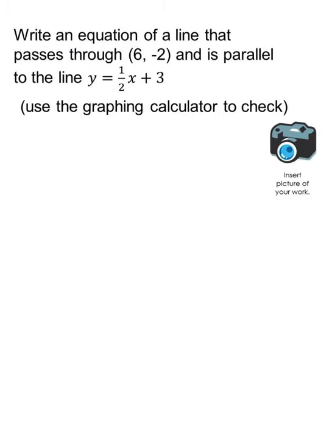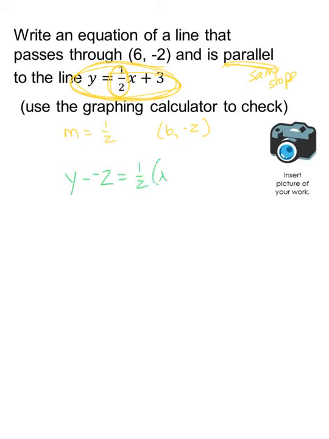Write an equation of a line that passes through (6, -2) and is parallel to this line. Okay, so if it's parallel, we know they have the same slope. So you use the equation you were given, and you figure out the slope from that equation. So now we know a point and we know a slope. So slope equals 1/2, and we know one point. So I'm going to use point slope form. y minus -2 equals 1/2 (x minus 6).